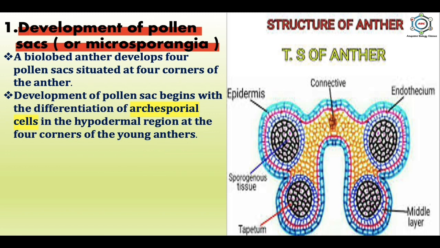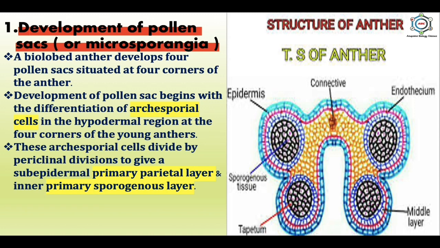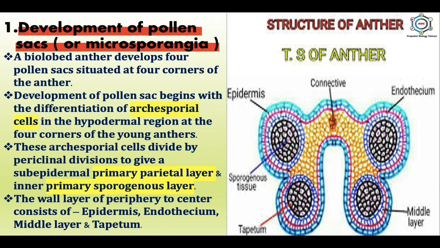Development of pollen sac begins with the differentiation of archesporial cells in the hypodermal region at the four corners of the young anther. These archesporial cells divide by periclinal divisions to give a subepidermal primary parietal layer and an inner primary sporogenous layer. So, the wall layers from periphery to center consist of epidermis, endothecium, middle layer and tapetum, which we will see in the picture and discuss later.